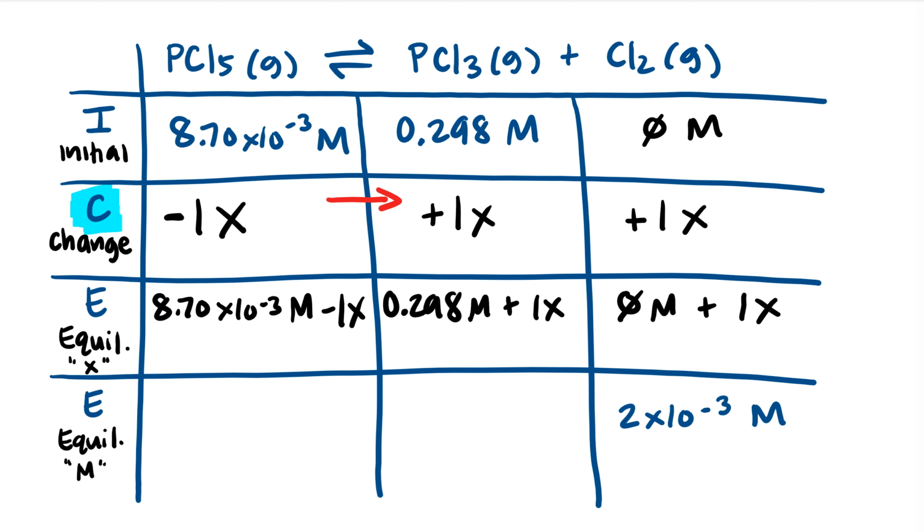We have the combination of initial and the change with this variable of x, whatever x might be. Now comes the part where we need to solve for x. There will always be some way that we can solve for x. For an ICE chart, the two equilibrium rows equal one another. It's just that the first row is in terms of x, and the second row is the actual concentration of that chemical species at equilibrium. And so both of these rows are equal to one another. So I look for the one chemical species in which I have values for both of the equilibrium boxes, and that's going to be right here with the chlorine. So our 0 molar plus 1x equals 2 times 10 to the negative third molar. So we're going to set these equal to one another, and we're going to solve for x.